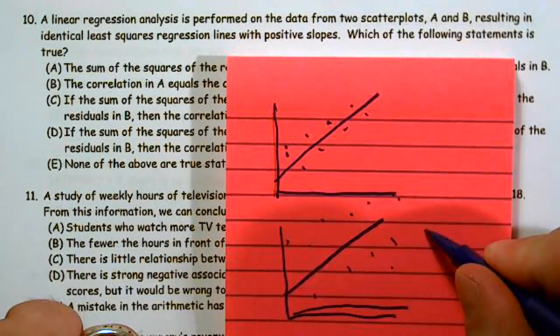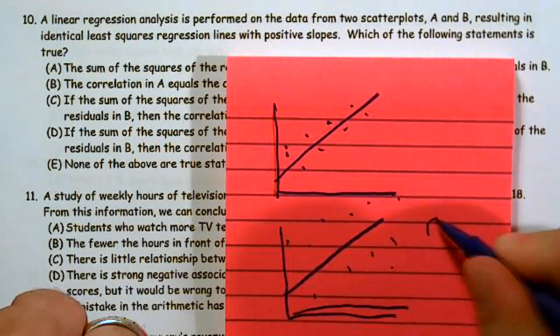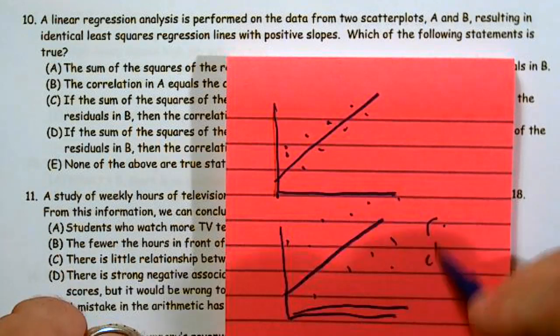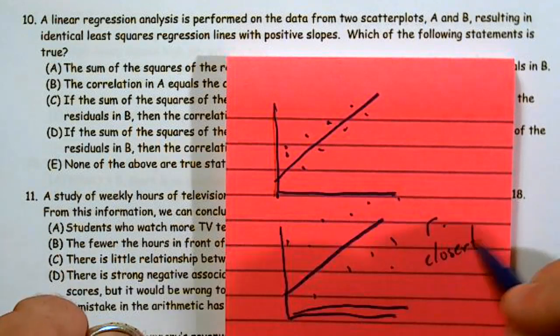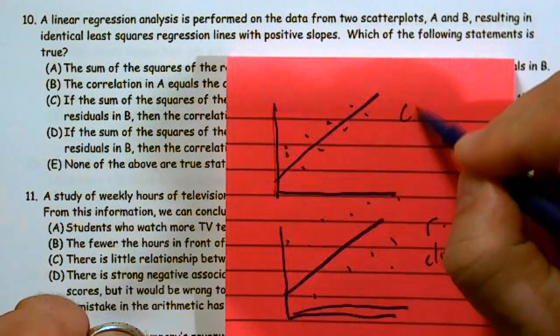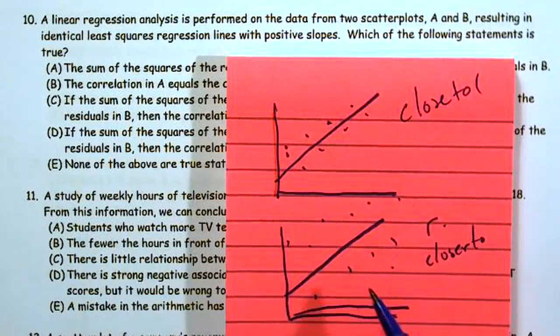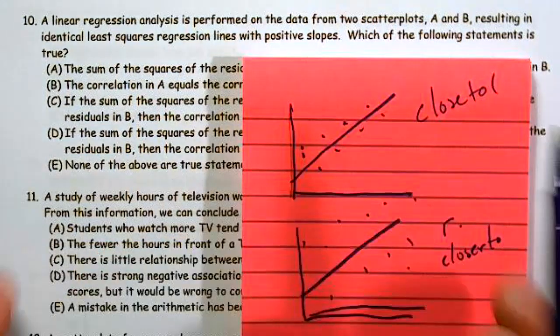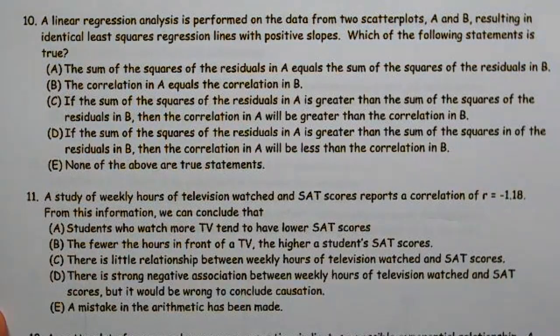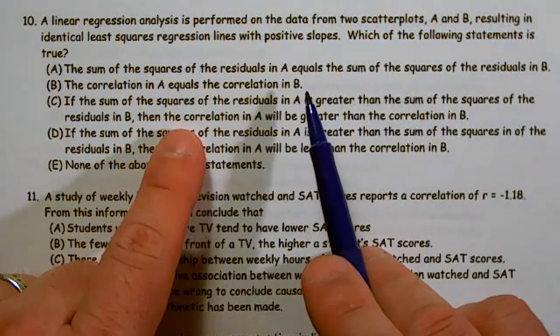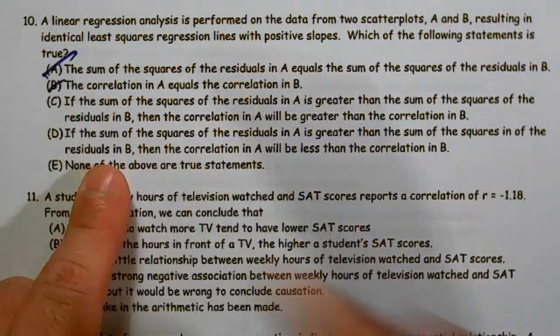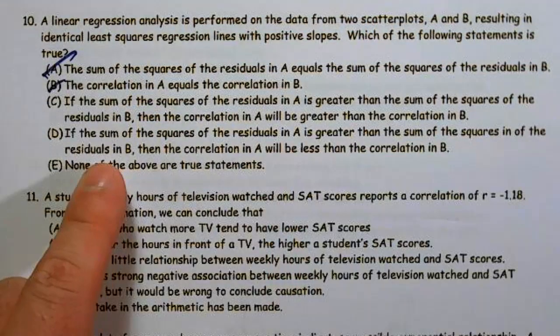Now this one right here is going to have a correlation that's closer to 0. R will be closer to 0. And this is going to be close to 1. This isn't really going to be close to 0, but closer to 0 than that one is. The correlations do not have to be equal. Obviously, we just said that.